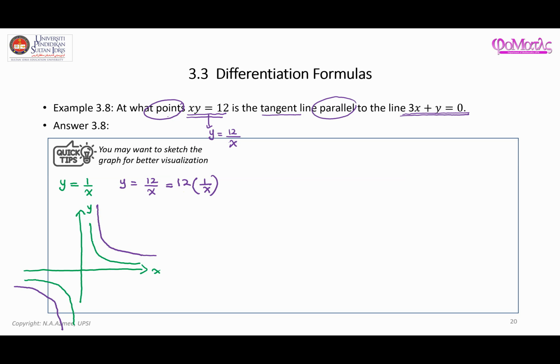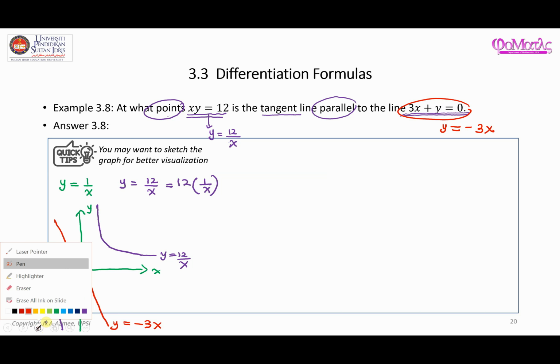Now, what is the meaning of this statement? I'm going to erase this part. Here we have the graph y equals 12 over x. For the line, which is y equals -3x, the slope is negative and this line will pass through the origin. You can imagine the slope going downwards like this, passing through the origin.